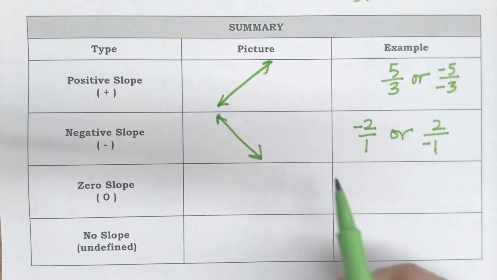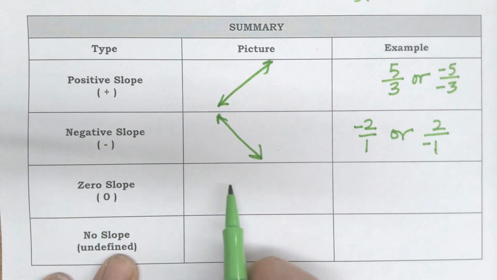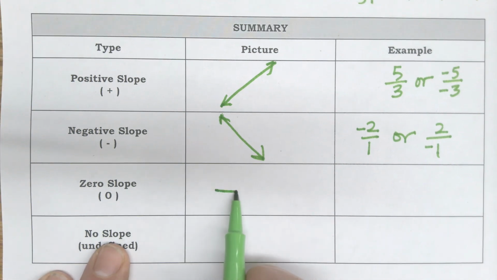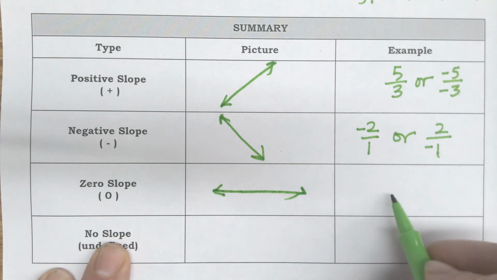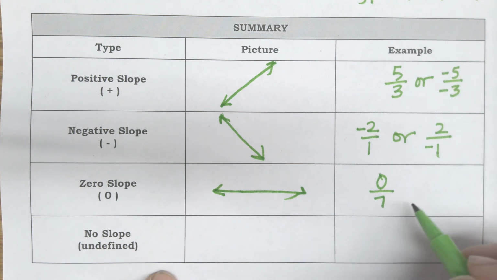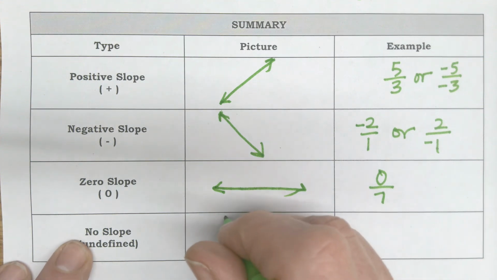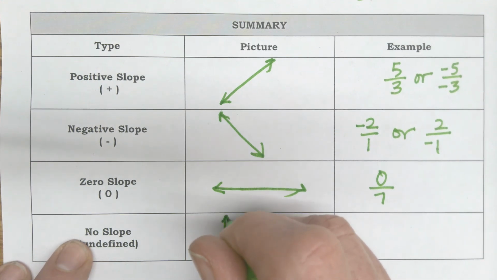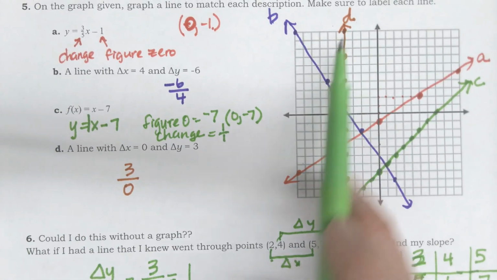A negative slope drops. So when I think about that slope, it would be negative 2 over 1 or 2 over negative 1. Negative slope has one negative move, not both. Zero slope. A zero slope, remember, has no rise at all. It's a flat line, and that slope would look like 0 over any number, it doesn't matter, which we call 0.